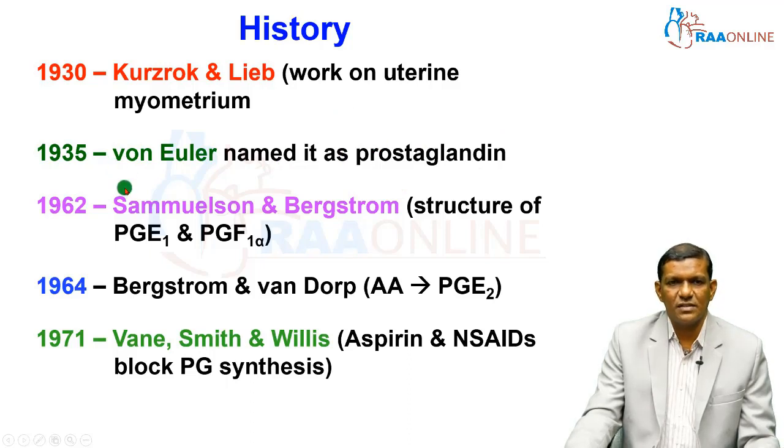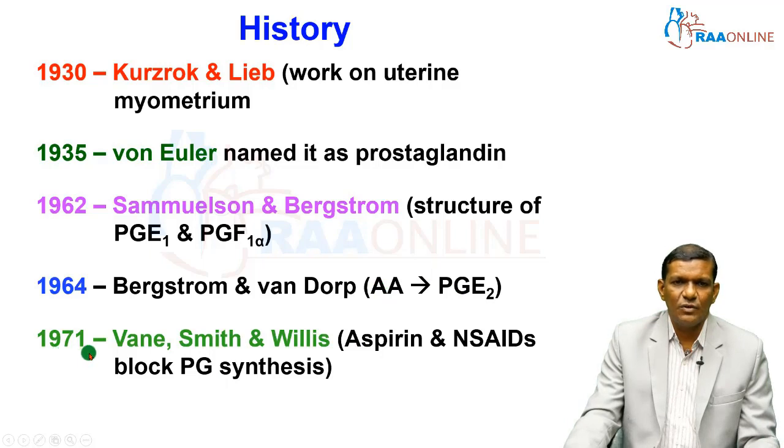In 1962, Samuelsson and Bergstrom identified the structure of these prostaglandins, especially E1 and F1 alpha. In 1964, Bergstrom and Van Dorp synthesized prostaglandin E2 from arachidonic acid, which is obtained from the membrane phospholipids. I will discuss the synthesis pathway of these prostaglandins and leukotrienes in later slides.